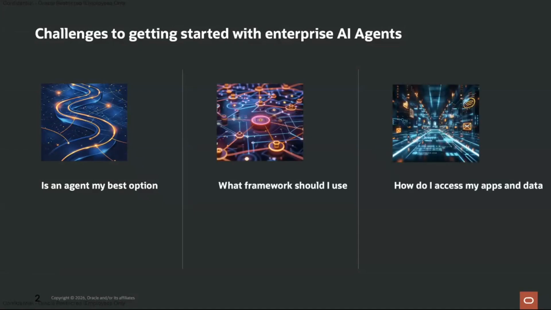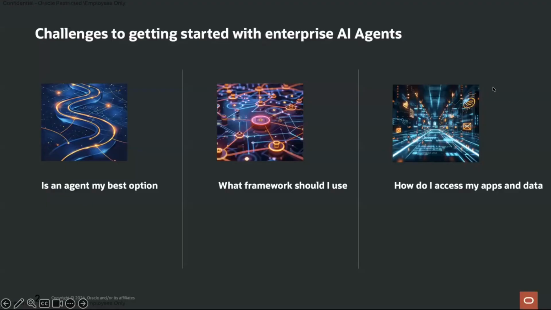So when we talk to customers, three questions come up time and time again. Is an agent my best option? Not every use case out there needs an agent. Customers want to know when to use an agent and when it matters most. The second is what framework they should use. As Jürgen showed on the previous slide, there's a lot of different choice out there in the marketplace. And the third one is how do I access my apps and data? And especially, how do I access my apps and data safely?